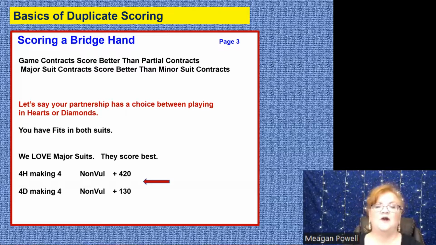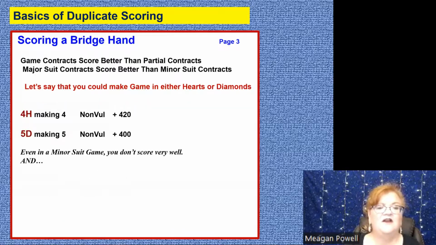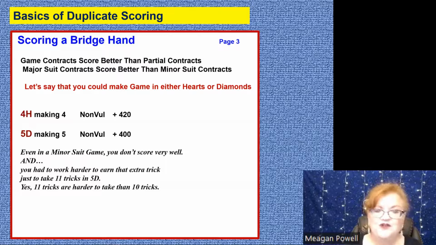But what if I leveled that out a little bit? Suppose instead I said, all right, what if I made both of these options a game option? You had hearts together, you had diamonds together, and you were going to choose which game to play in, 4 hearts or 5 diamonds. Well, 4 hearts making 4, non-vulnerable, is still plus 420. I will tell you that 5 diamonds making 5, that's 11 tricks, not vulnerable, is a score of plus 400. Here's the problem. Minor suits don't score well, and if you go to 5 diamonds, you must take 11 tricks, book plus 5, in order to be successful.